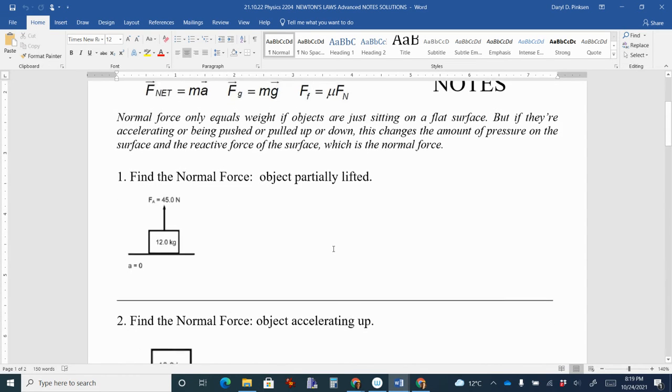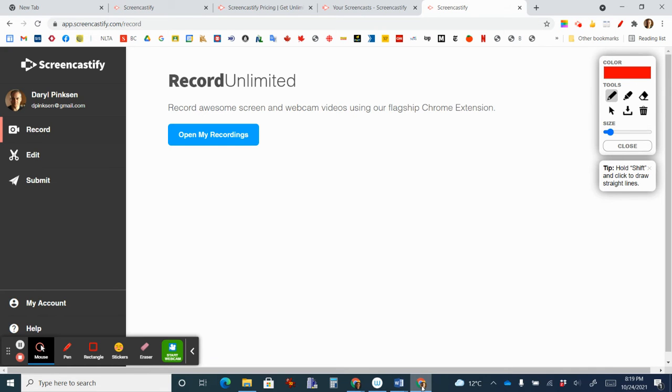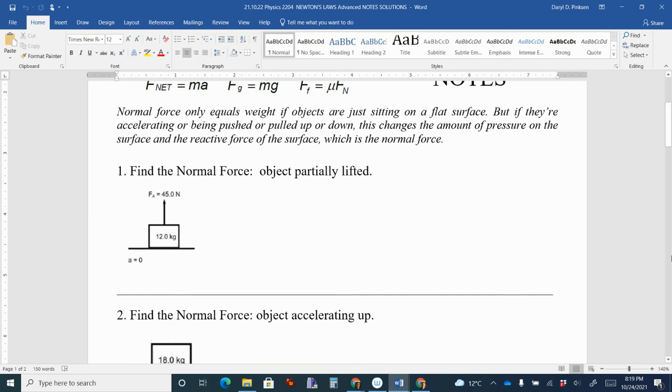Here the object is being partially lifted. Just checking to make sure that the recording was turned on.